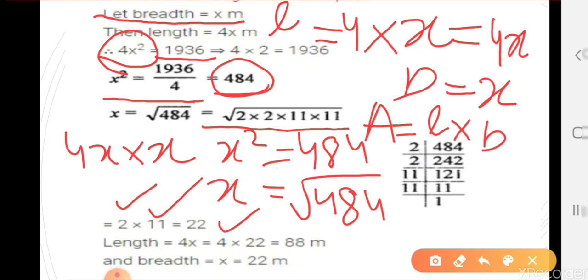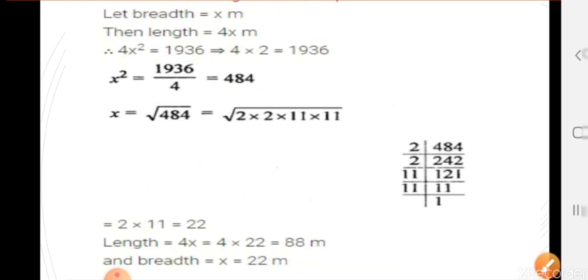x is the breadth. So the breadth will be equal to 22, and the length is equal to 4x, means 4 into 22, we will get 88. So today we have discussed till question number 7.